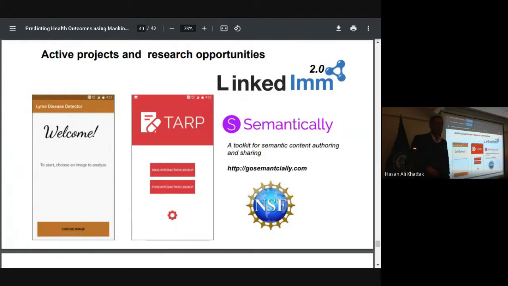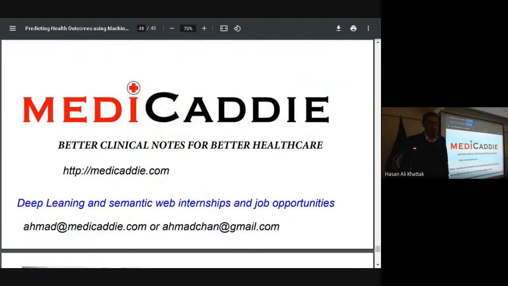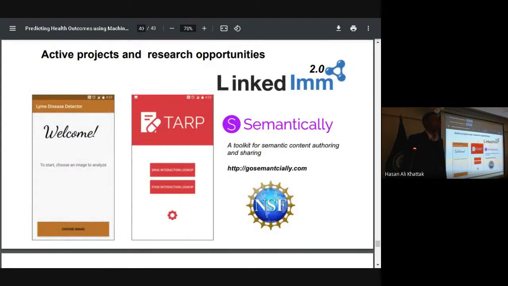One of our students from here is taking this project. Then we have Severity, funded by the NSF, a toolkit for semantic content authoring and sharing. In our group at this time, I am looking for students who are interested in research and also have a background in machine learning and deep learning.